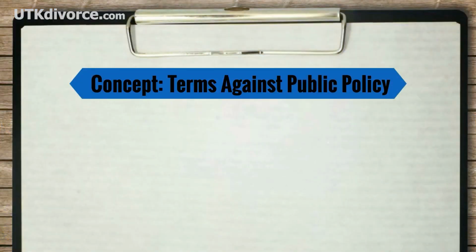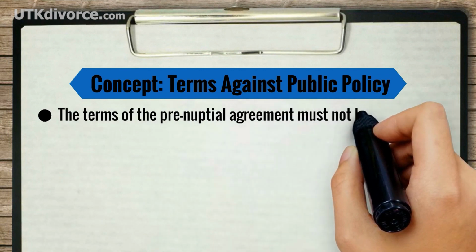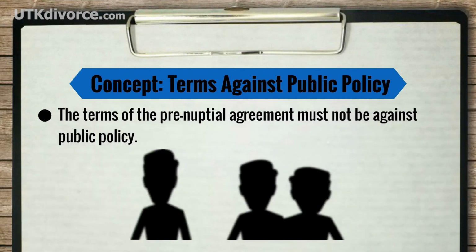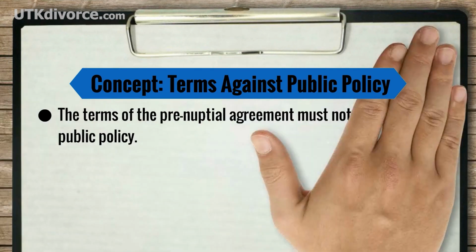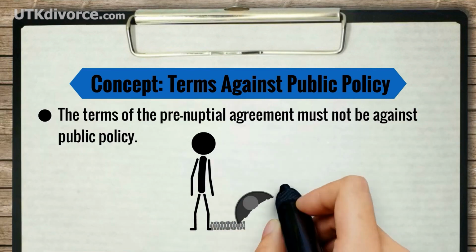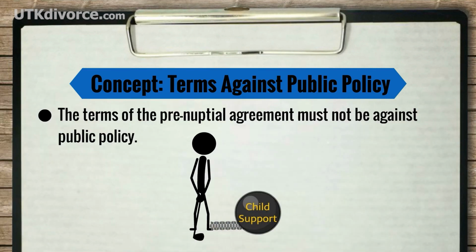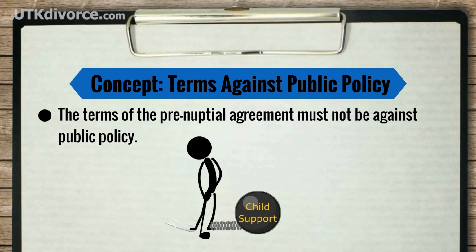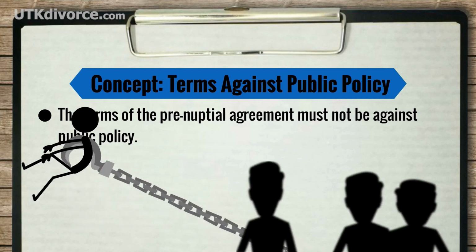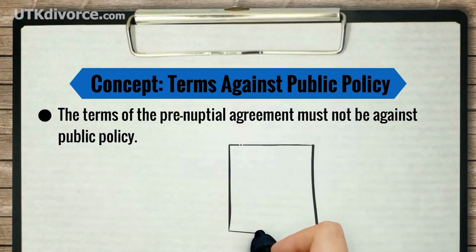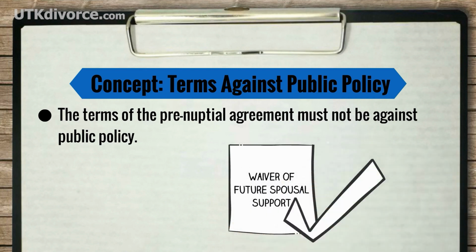Terms against public policy. The terms of the prenuptial agreement must not be against public policy. For example, people cannot waive the obligation to pay child support. Waiving child support is against public policy. However, a waiver of future spousal support is not in and of itself void and against public policy or unenforceable.